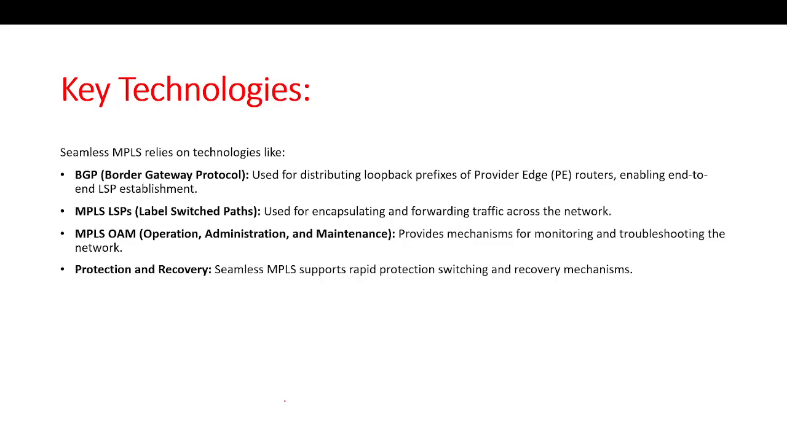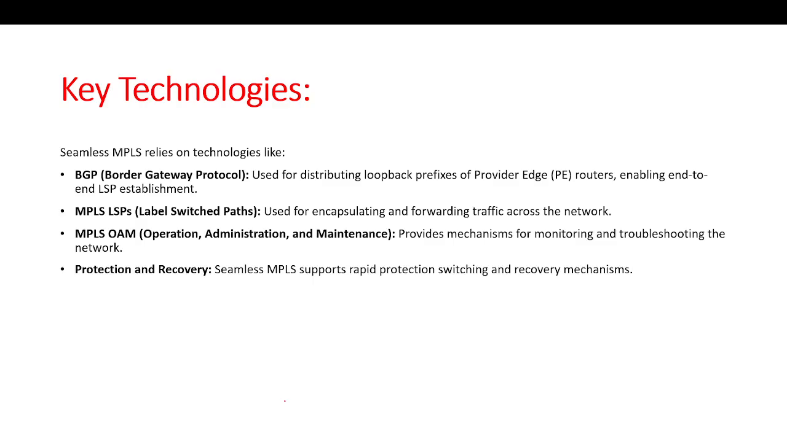So the key technologies, of course, before you deploy seamless MPLS on your network, you have to have some protocols deployed. So you need BGP, you need MPLS LSPs, the label switched path, which will be used for encapsulating and forwarding traffic across the network. You need the MPLS O&M that will provide mechanisms for monitoring and troubleshooting the network.